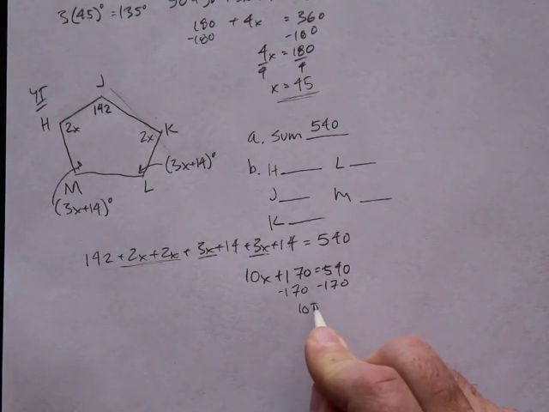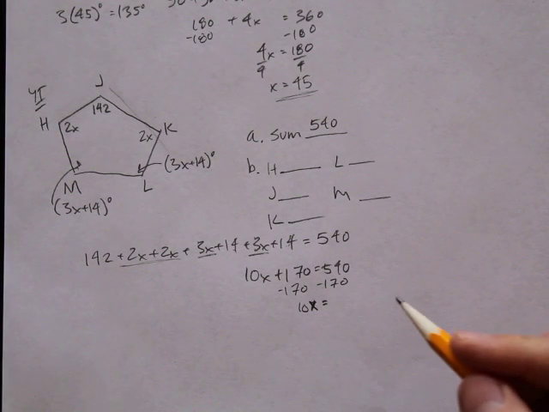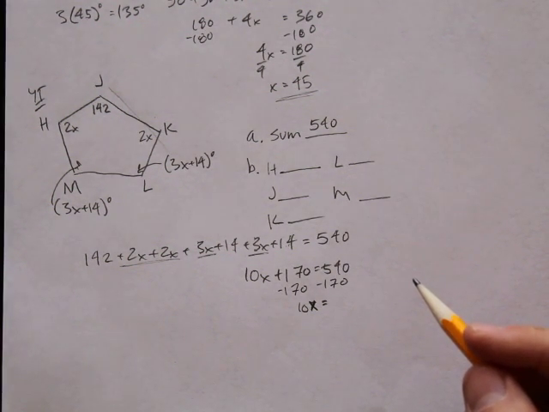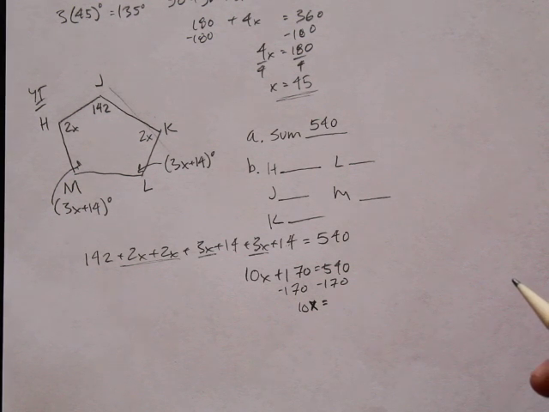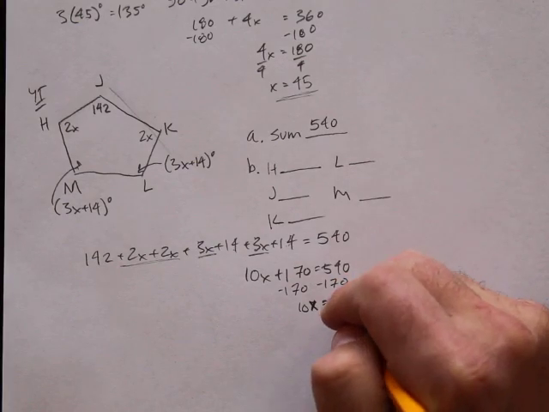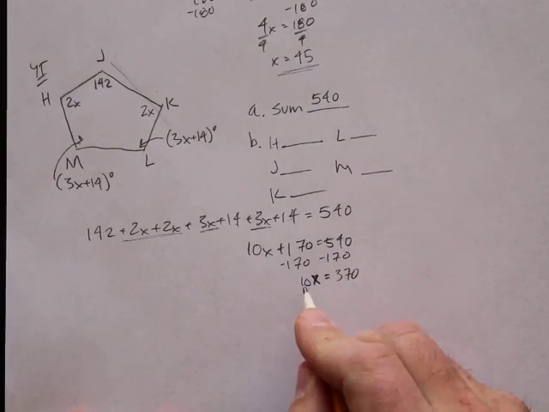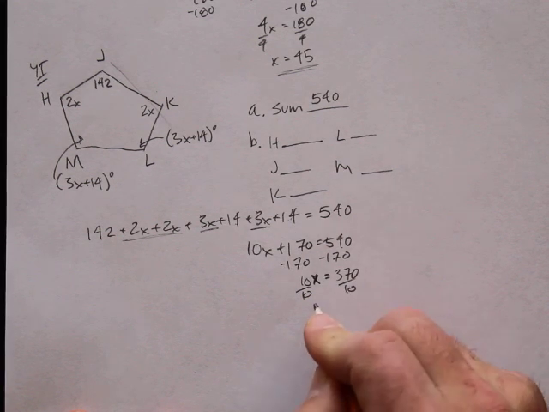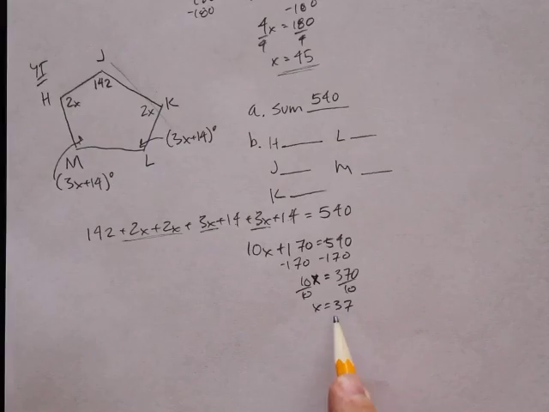And I get 10x equals 540 minus 170. That's going to give me 370. Yep, 370. Divide by 10. X equals 37. Whew. Okay, now I know what x is.